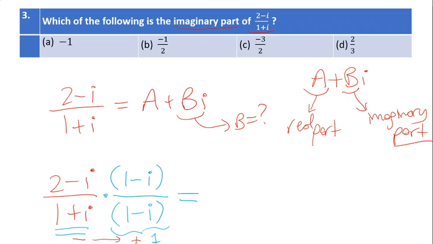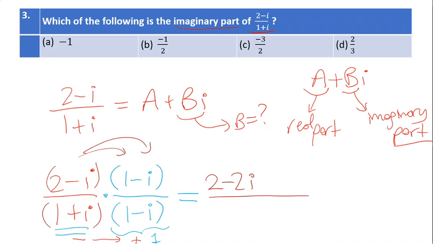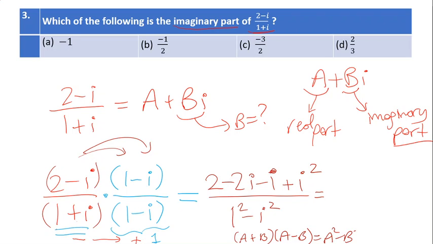And let's do it. We can do this multiplication here. You can do the distribution rule here. So it will be 2 minus 2i, and then minus i, and then minus minus will be plus, and then i squared, divided by, then you can use the previous rule, (1 + i) times (1 - i), so it will be 1 squared minus i squared. So I'm using here the (a - b) times (a + b) rule. Okay, don't forget this one.